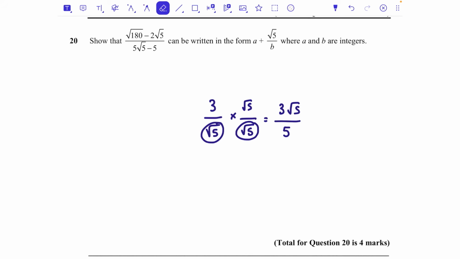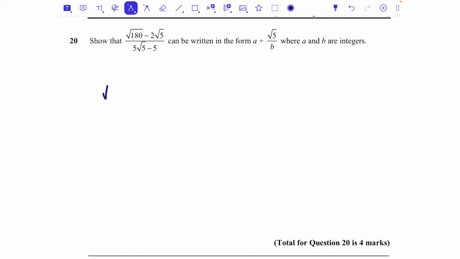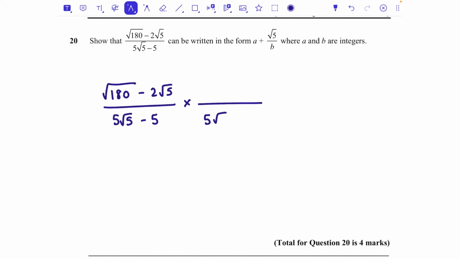But that doesn't work in this situation because we've got 2 terms on the bottom of the fraction. So I'm going to start by writing this out again. And what we're going to do, instead of timesing it by itself, we're going to times by something called the conjugate, which is the opposite. So if I've got 5 root 5 minus 5 on the bottom, I'm going to times by 5 root 5 plus 5. And what that does is it does a little bit like the difference of 2 squares. It gets rid of any middle terms.